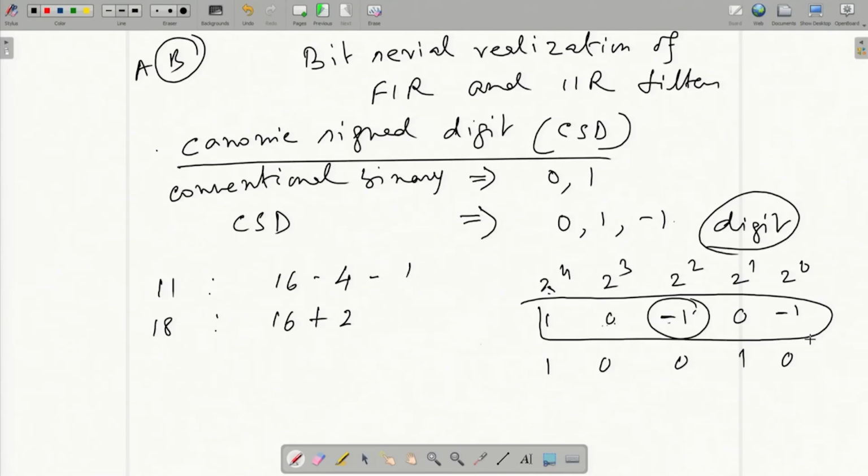When we go for bit serial realization of filters, we will assume that the filter coefficients have been given in CSD form, and then we will proceed. This we will do in the next class.